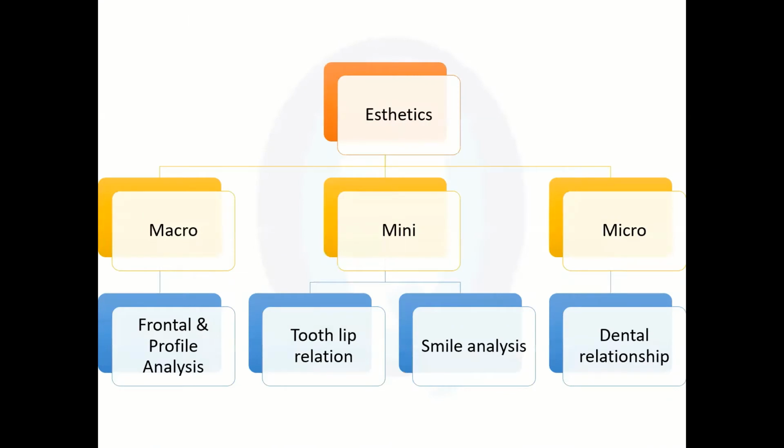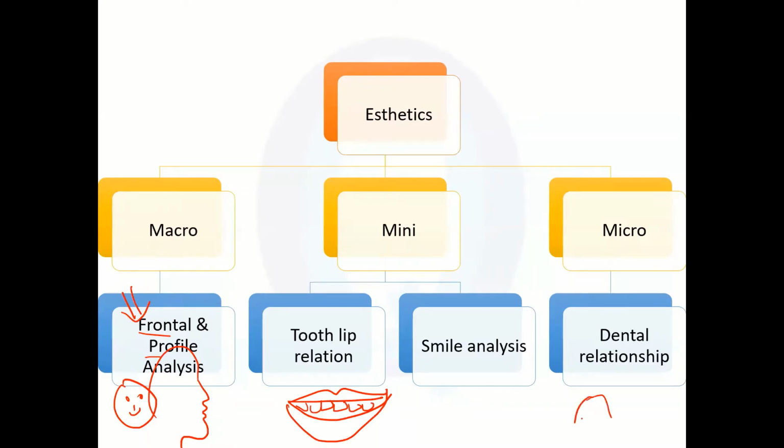Now we are going to discuss aesthetics. Aesthetics is largely divided into three divisions: macro, mini, and micro. In macro, you see the frontal and the profile view. You see the patient from the front and from the side. When you see the lips and the teeth, that is the mini aesthetic. When you see only the teeth and the gingiva, that is the micro aesthetic. These three terms are important, and we will discuss everything one by one.